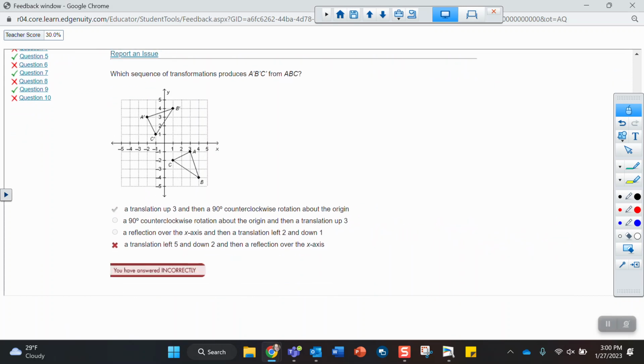Which sequence of transformations produces A prime, B prime, C prime from ABC? So we're starting with ABC. And on these, honestly, this is what I tell students: try them all until you find the one that actually works. So I'm going to work through that first one, the translation up 3. Every point's moving up 3. 1, 2, 3. And then 1, 2, 3. And 1, 2, 3. So here's my triangle after the translation.